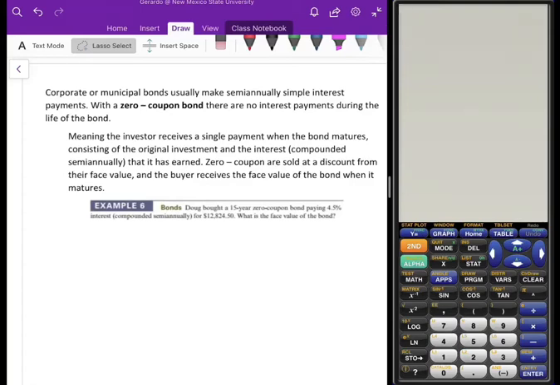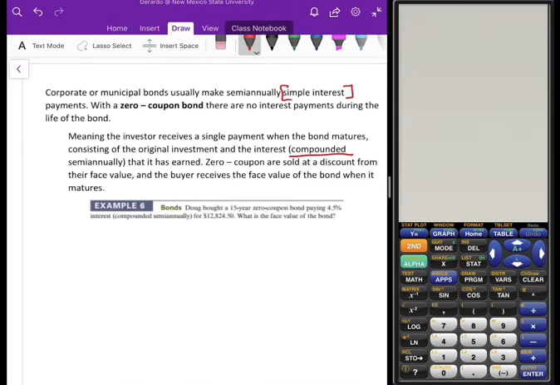So it says corporate or mutual bonds usually make semi-annual simple interest payments. With a zero compound bond, there are no interest payments during the life of the bond, meaning the investor receives a single payment when the bond matures, consisting of the original investment and the interest compounded semi-annual. So this is telling us that this is going to be treated by compound. Even though it's treated as simple interest, you still have to use compound on it.